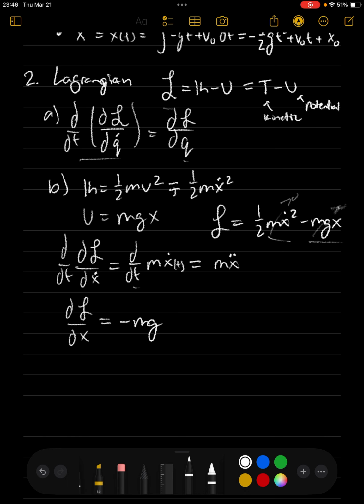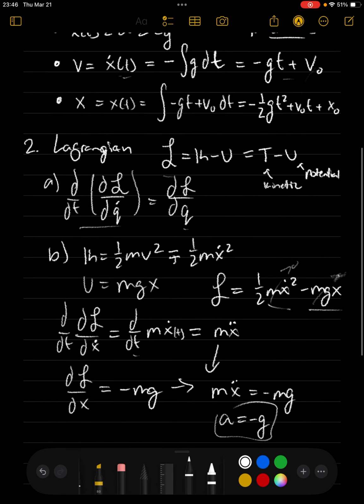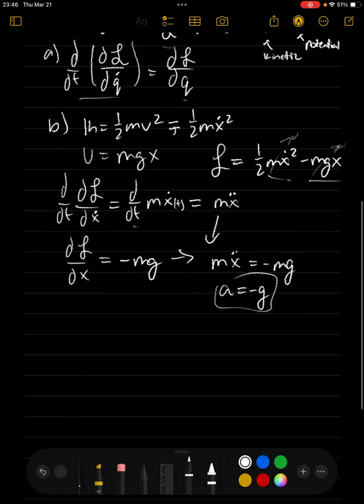But now let's put them together. And we can see that this is equal to minus mg, which is the minus g, just like what we had before up here. So we can see that this does work. This does work with Newtonian laws and beyond with that.